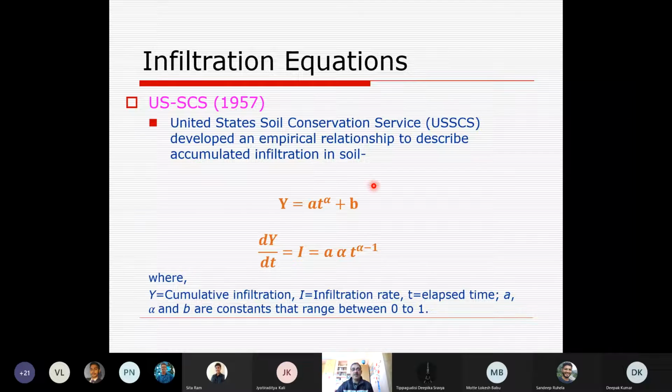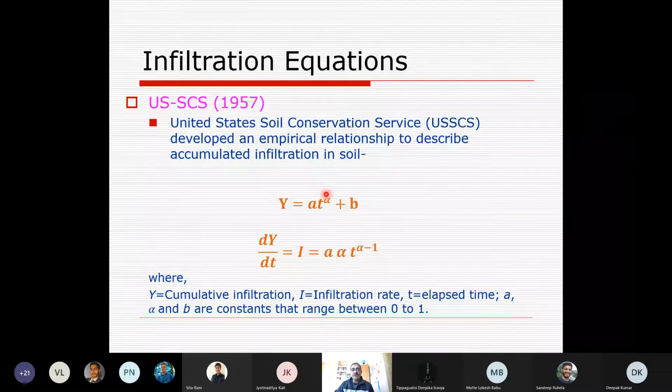By using the observations, they developed an infiltration relationship with the soil properties. It was developed in 1957, and in their relationship, they connected accumulated or cumulative infiltration with time and two or three parameters A, alpha, and V. These are constants representing the soil characteristics, with A, alpha, and V varying from 0 to 1. To find the infiltration rate from this empirical relationship, cumulative infiltration is differentiated with respect to T, giving the infiltration rate as A alpha T to the power alpha minus 1. That is the simple idea.